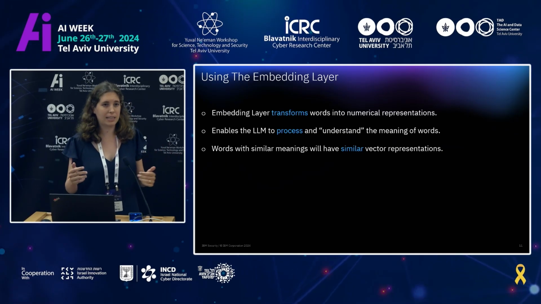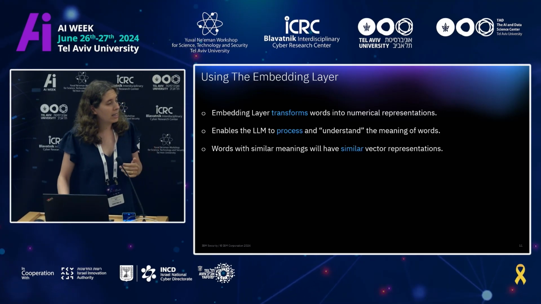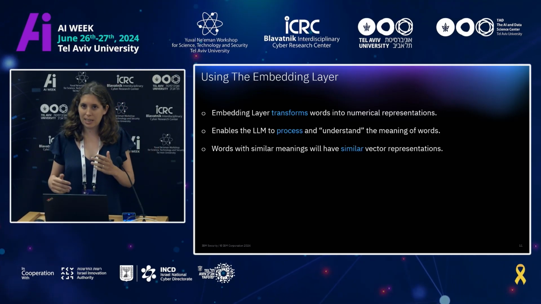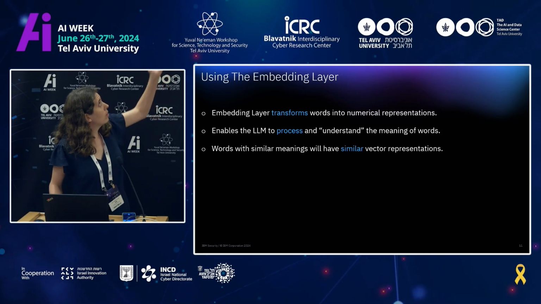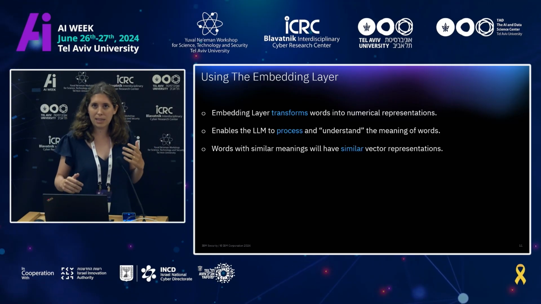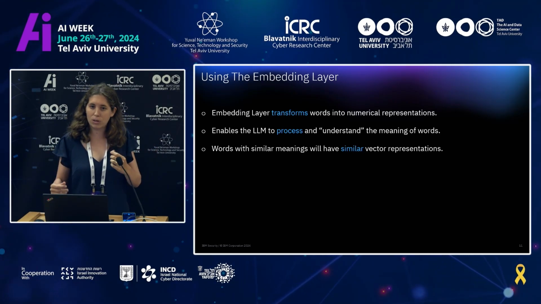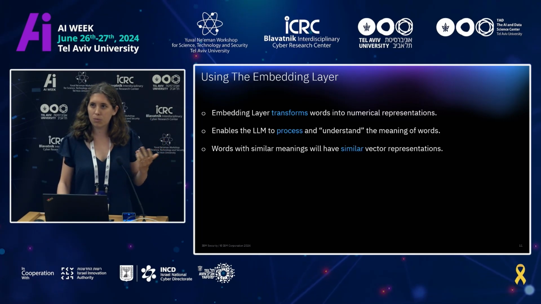The embedding layer is the initial step for an LLM to understand text data. Models and computers in general can't understand words and text, as we all know. They only understand numbers. So the embedding layer transforms words into numerical representation and enables the LLM to process and understand the meaning of the words. So words with similar meaning will have similar vector representation.